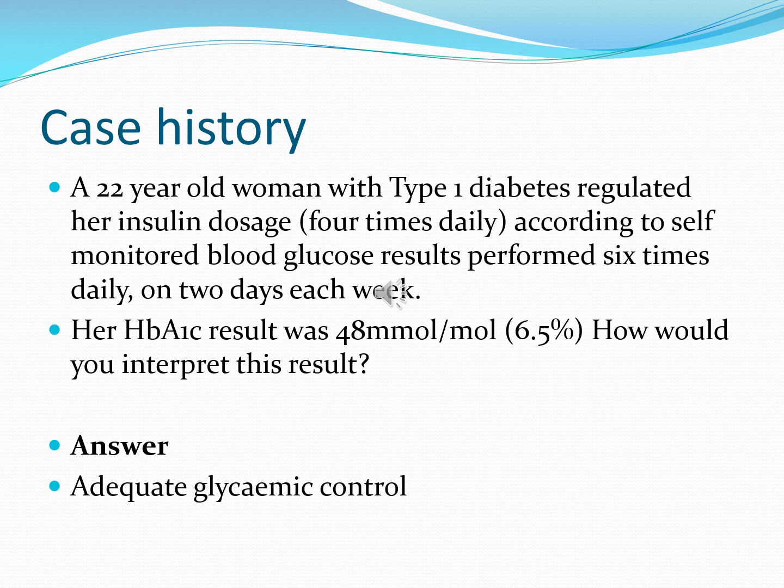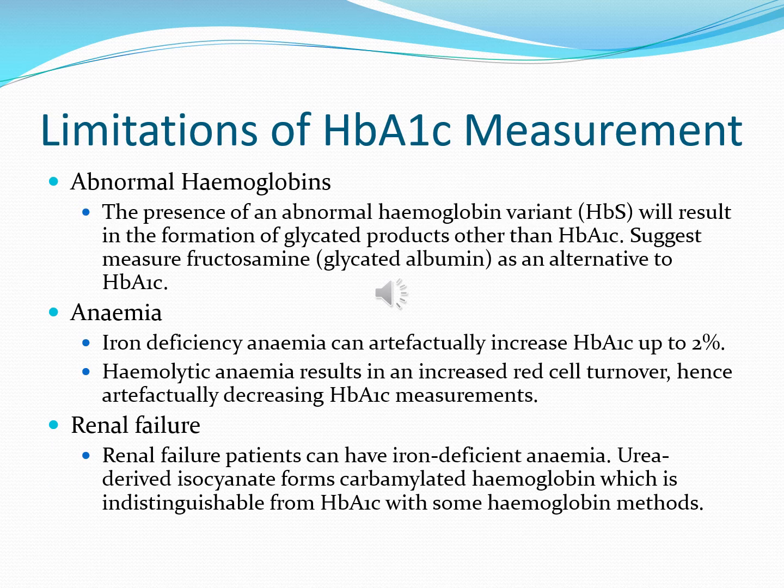So it's pretty straightforward. Adequate glycemic control. So HbA1c has a number of significant limitations, and because of these limitations, you cannot actually exclude diabetes because of a normal HbA1c. You can only diagnose diabetes with the HbA1c. And you may not remember the details, but I want you to remember some of the limitations can be due to hemoglobinopathies, anemia, and renal failure.